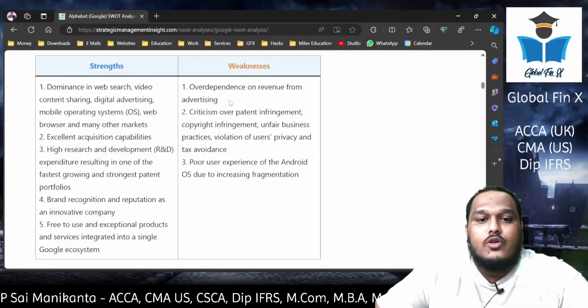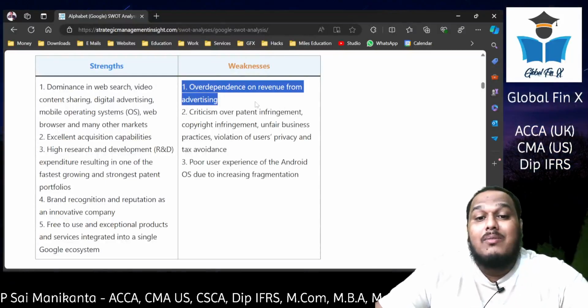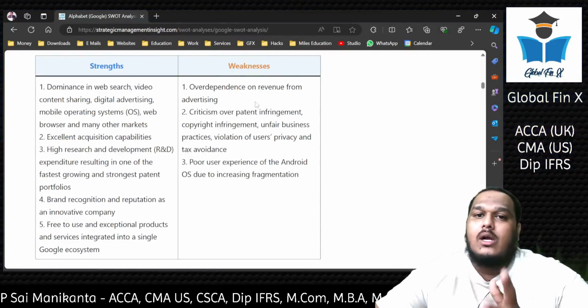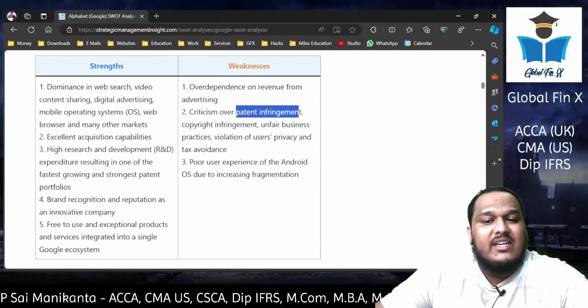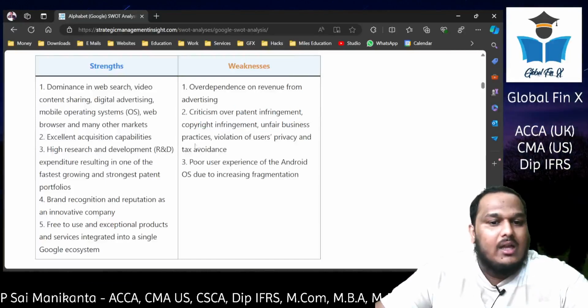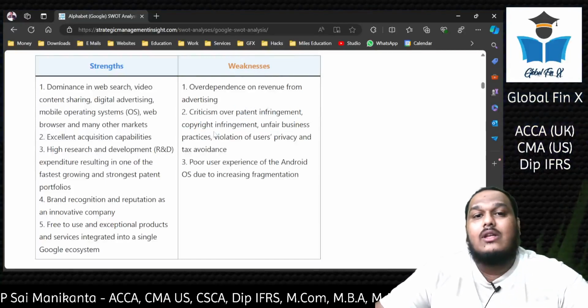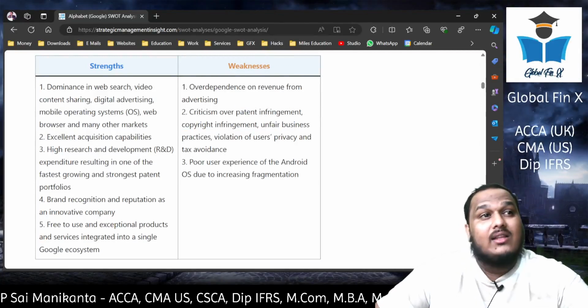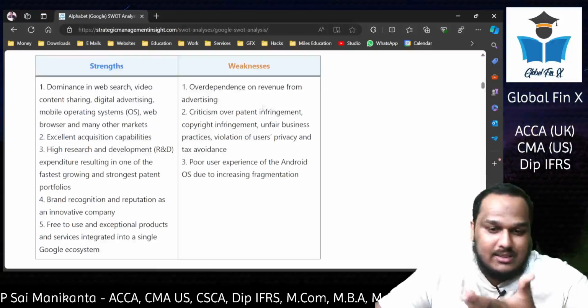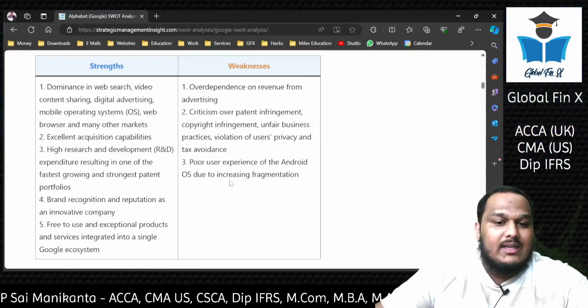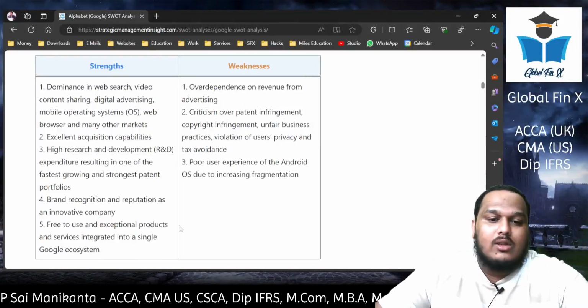What are the weaknesses of Google? Over dependency on revenue from advertisement. Most of the Google revenue comes only from advertisement. They have a lot of patent infringement cases, copyright cases, unfair business practices. Like Google is collecting your data, they are storing your data, they are keeping track of all your browse history, etc., etc. Privacy, tax avoidance, all of these are what? That's a weakness of the company.